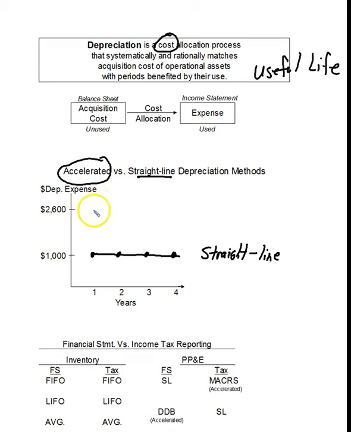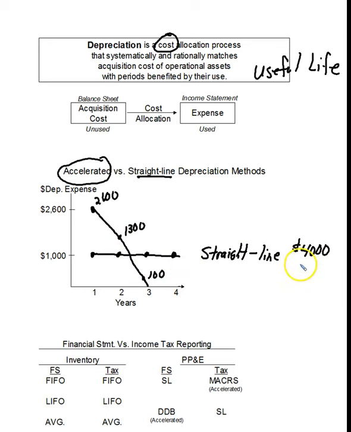For instance, in one accelerated method, if we did the calculation, we would actually have $2,600 of depreciation in year 1, $1,300 of depreciation in year 2, and about $100 of depreciation in year 3. Look at what that line looks like. That's why it's called accelerated, meaning lots of depreciation expense early on, we accelerate it, and then it will decline over time.